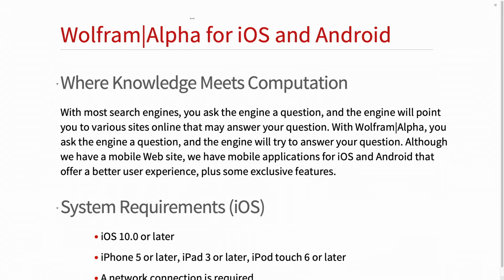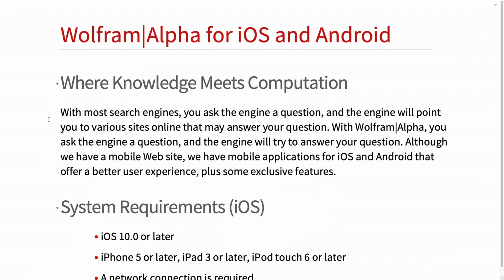So we're going to start with the Wolfram Alpha app. It is available for iOS and Android. Now, the way I like to describe Wolfram Alpha is, with most search engines, you type in what you're looking for, and it'll go out to the web and find some other sites that may or may not have the answer. With Wolfram Alpha, you type in your query, and it will try to actually produce an answer for you without going anywhere else.